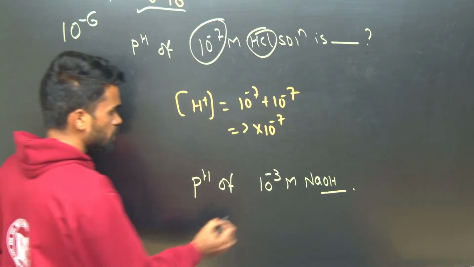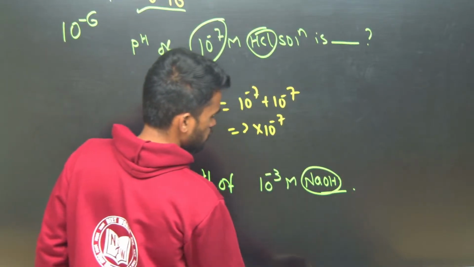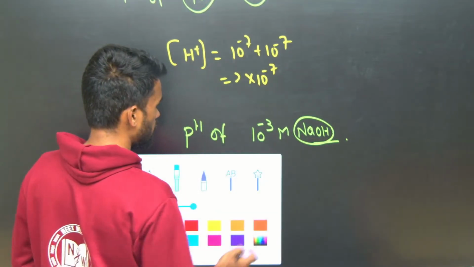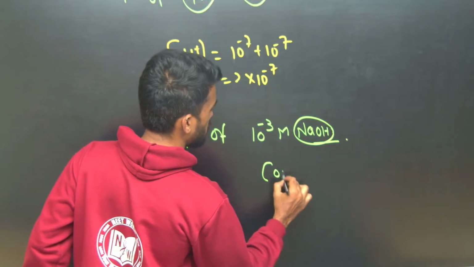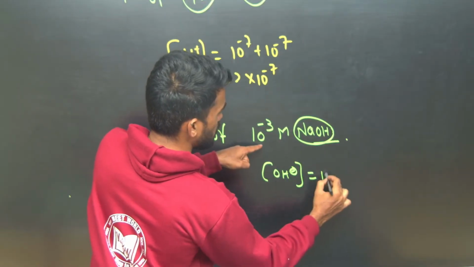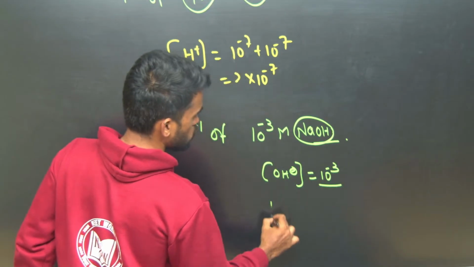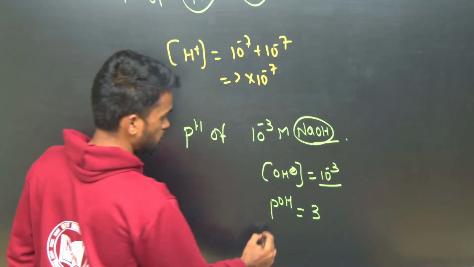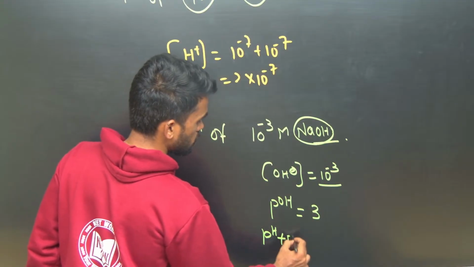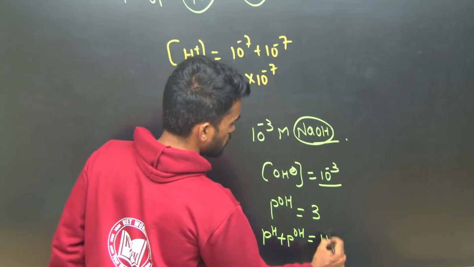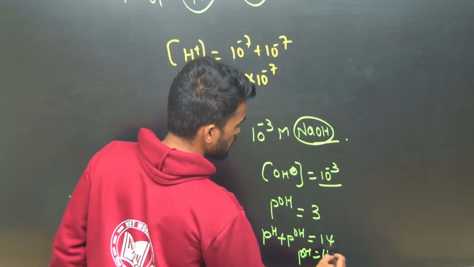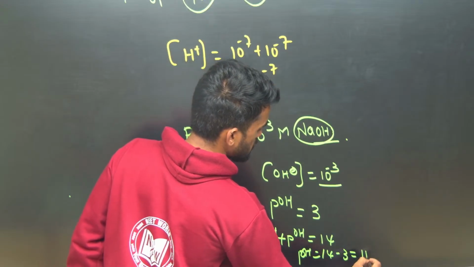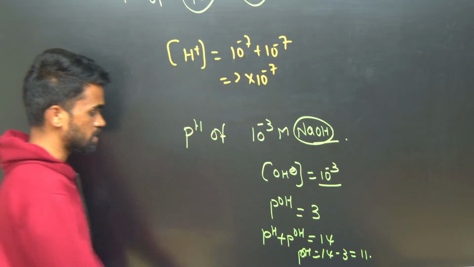So what to do? Given a base, you will get the concentration of OH minus ion. Whatever the value is given, that is for OH minus ion. So pOH you will get, that is 3 here. Then pH plus pOH is 14. So pH will be 14 minus 3, that is 11. Okay, this is a simple one.